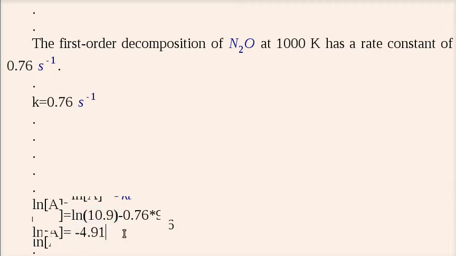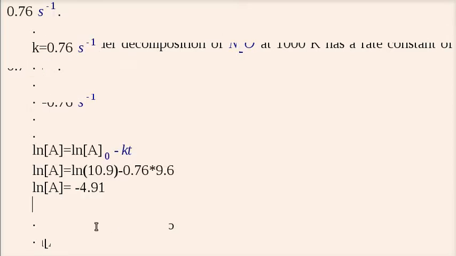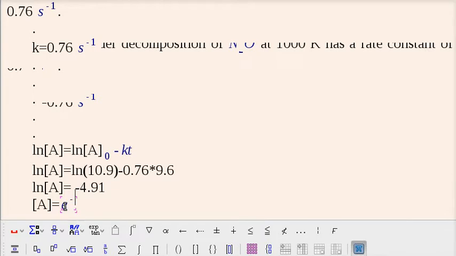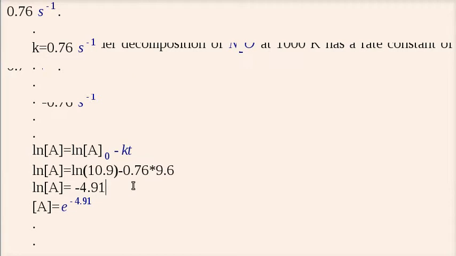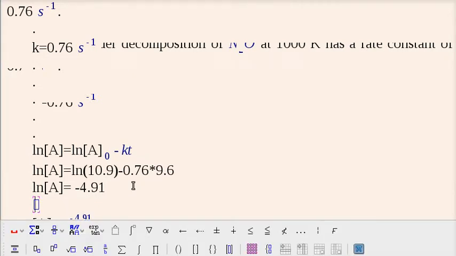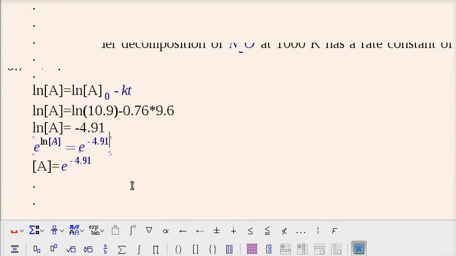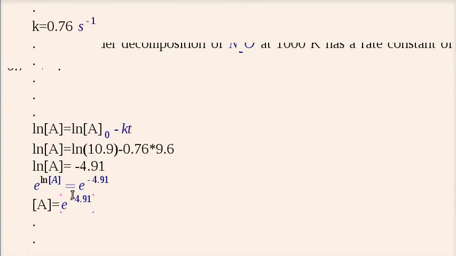Then, here's the magic algebra step. You have to do e to the power of both sides. Now, you can just skip straight to this, or you can do the intermediate step, which would be e to the power of natural log of A equals e to the power of negative 4.91. And in that intermediate step, the natural log and the e cancel out, and you get where we were before.